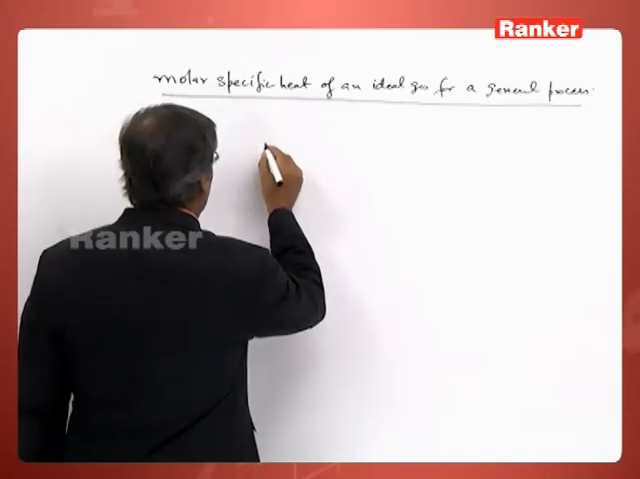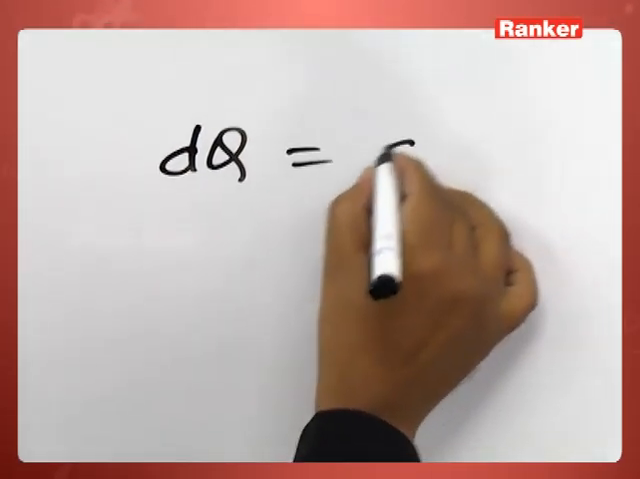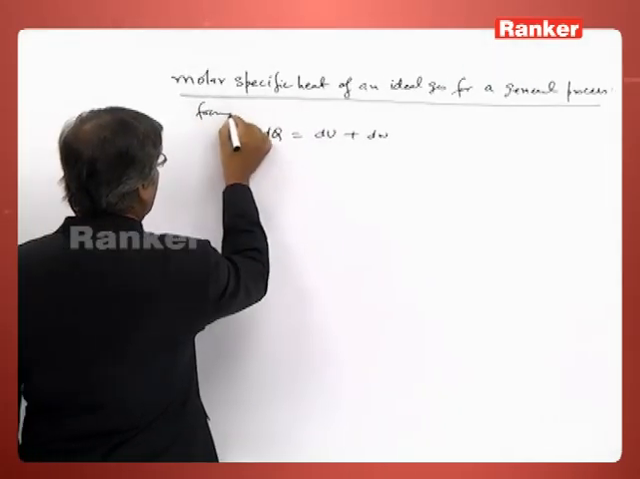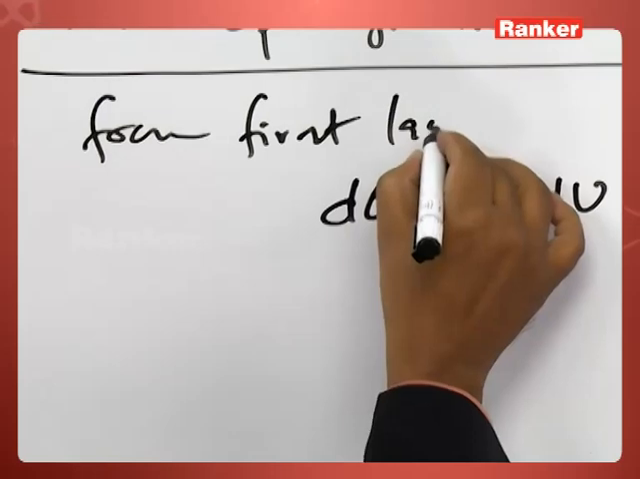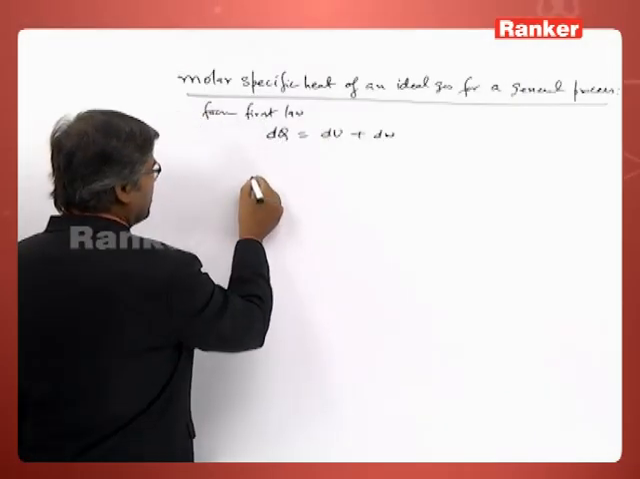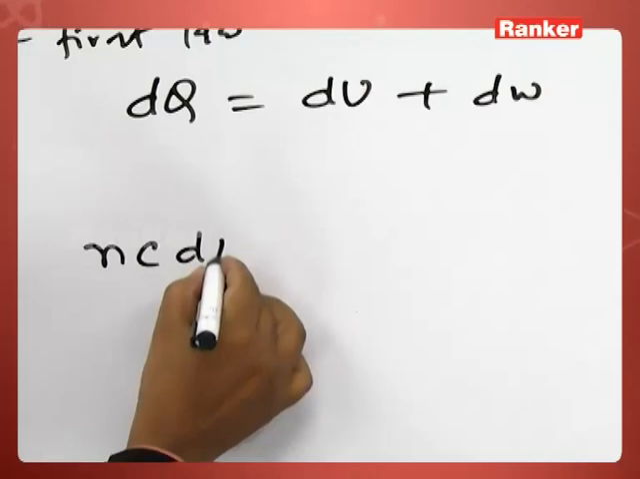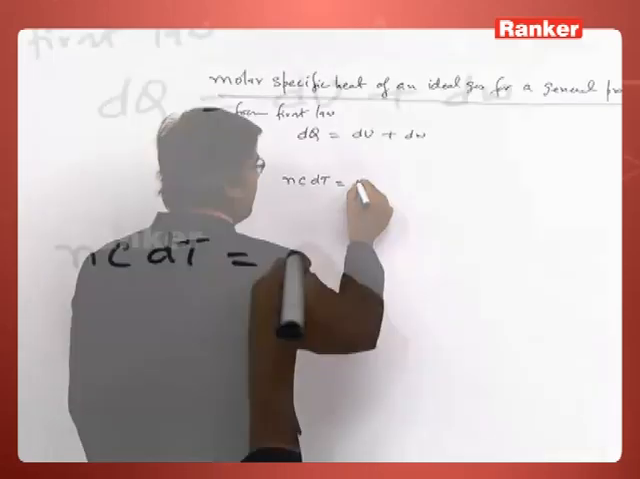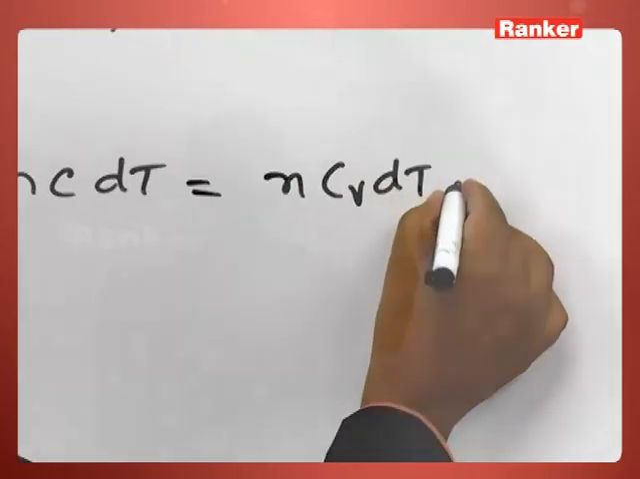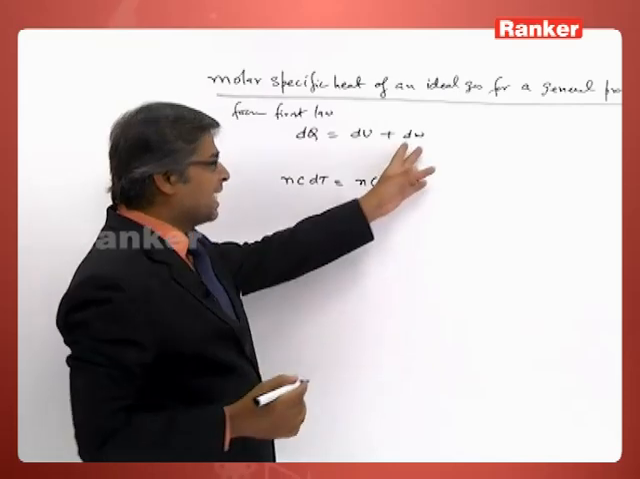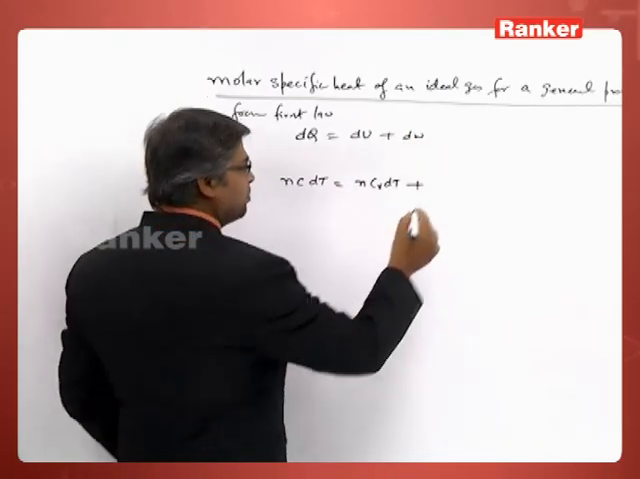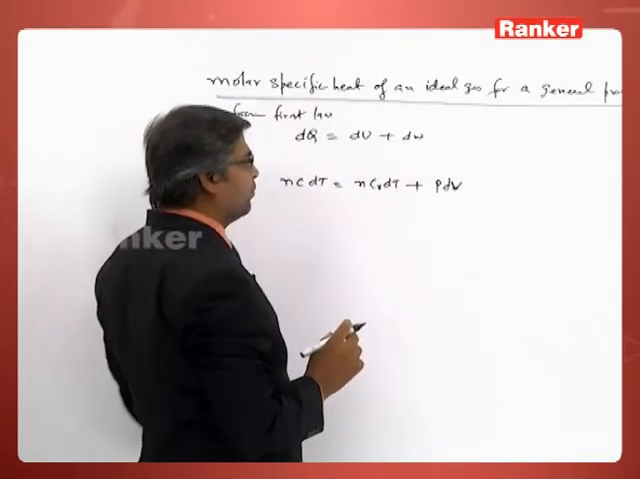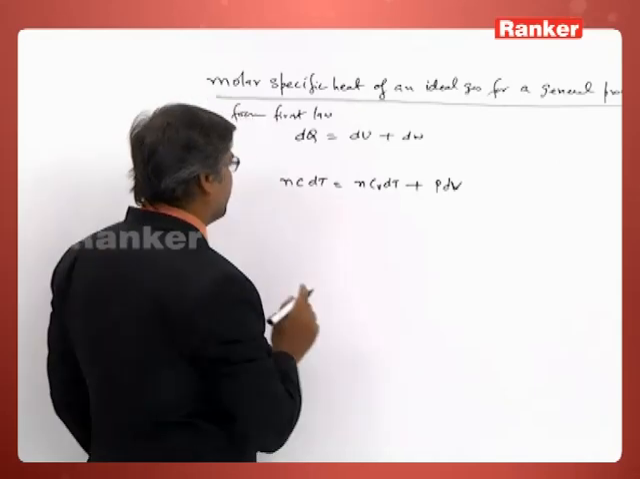So now you see here, we will write dQ is equal to dU plus dW, from the first law. So this is from the first law. It's a general process, so it will be nC dT. Whatever may be the process, dU is equal to nCV dT. And for configurational work done, this is PdV. Other types of work done will also be there, but that is not considered here, so dW is the configurational work done.